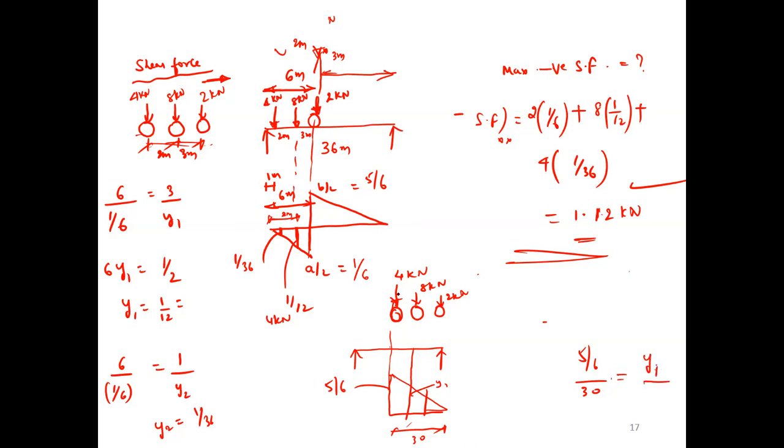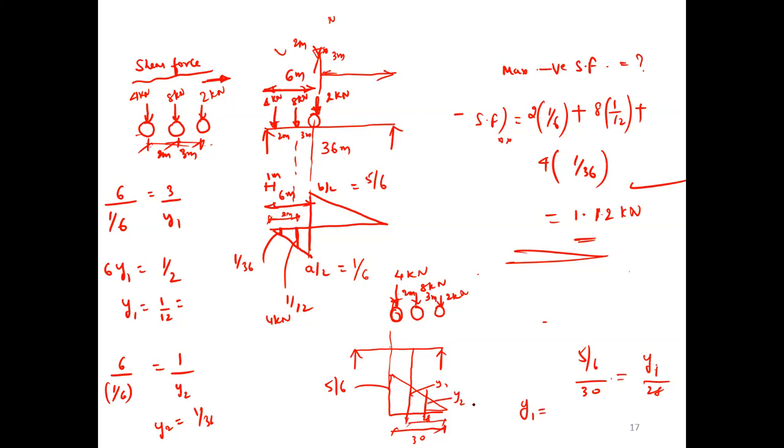y1 by this length, how much? 4 to 8 distance is 2 meter. This is 3 meter. In 30, if you remove 2, the remaining here to here is 28. So compute y1. Similarly, compute y2.